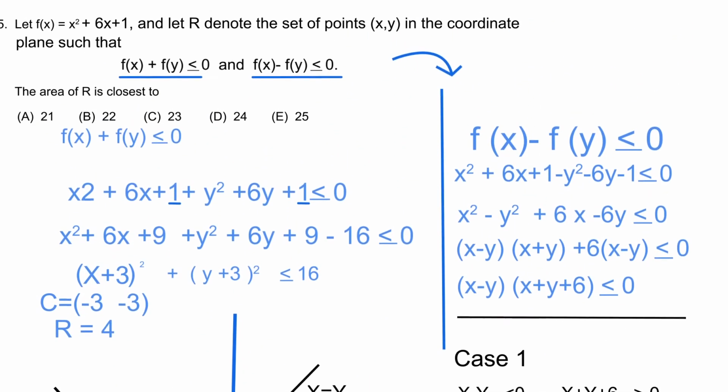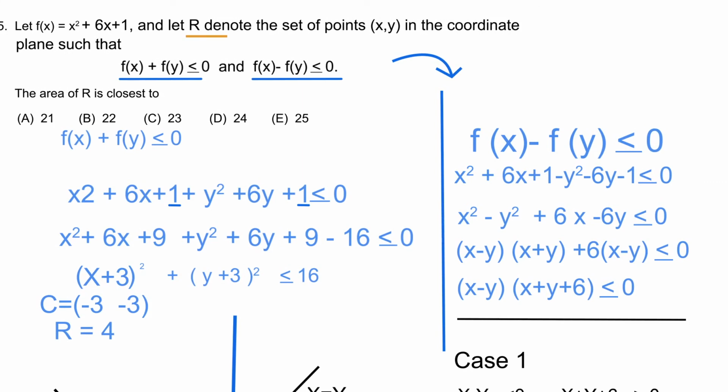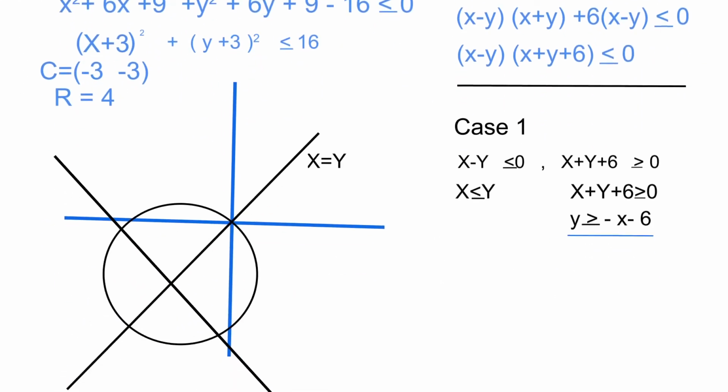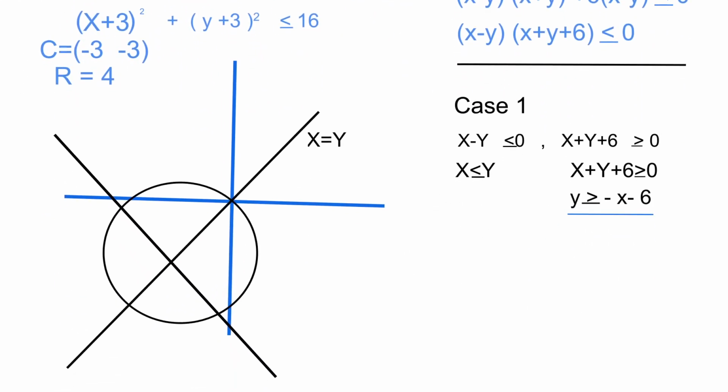So now we have to figure out what are the regions in this diagram that we are interested in. Because if you read the question, R denotes the set of points in the coordinate plane for which these are all true. So the area of R is closest to... So we have to figure out what is that region.